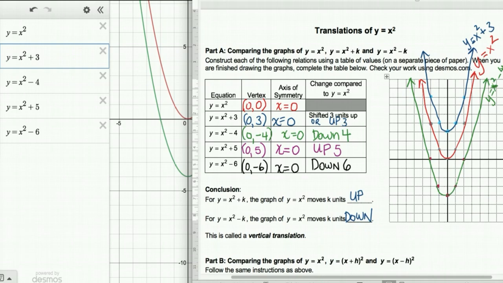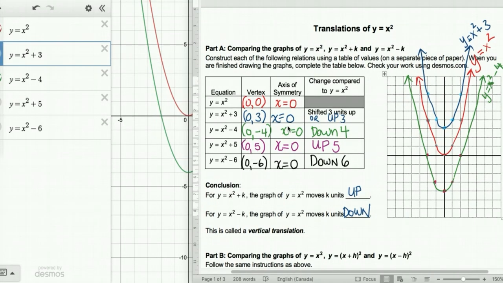Okay, there you go. So we've noticed that for y equals x squared, the parent, if you add some values onto it, it will move up. If you add or subtract values, it will shift down. Okay, so here is a graph that you can refer to later.